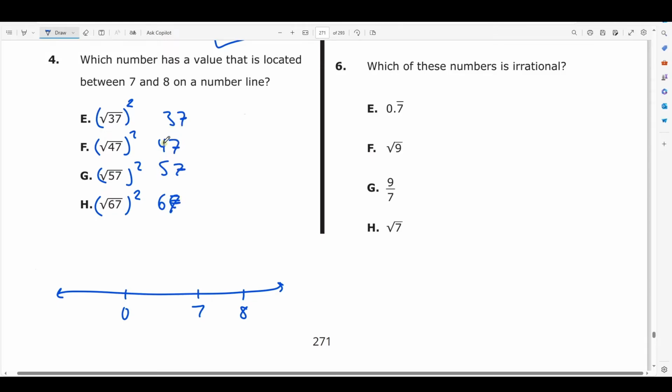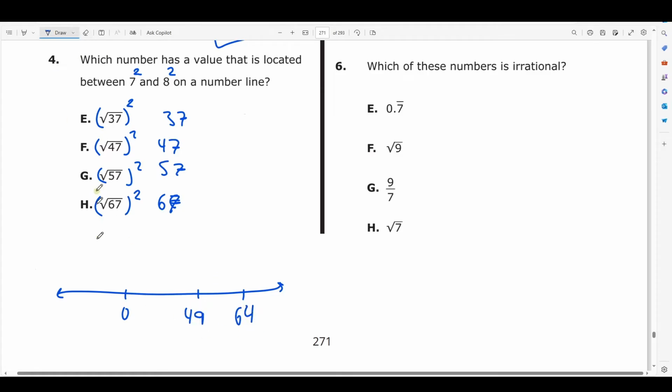So now that I squared these values, none of them go between 7 and 8. But that's because I didn't square 7 and 8 as well, right? The reason why I'm squaring everything in this problem is so that I can actually understand what these numbers mean. I don't know what radical 47 is. I know that radical 47 squared is 47, right? So by squaring these answer choices, I am understanding the numbers. But because I squared my answer choices, I also need to square every other number here. I need to square 7 and 8. And when I square 7 and 8, I'm left with 49 and 64.